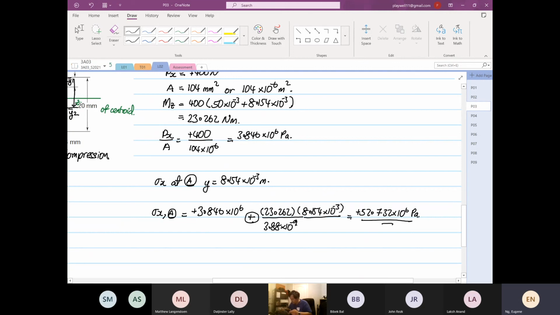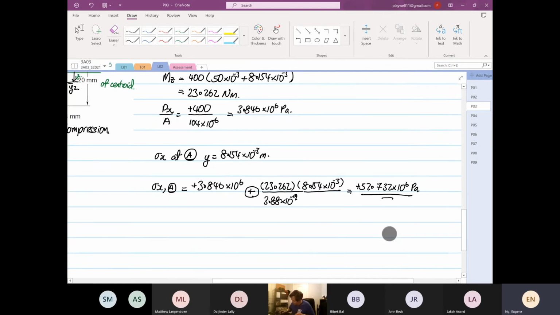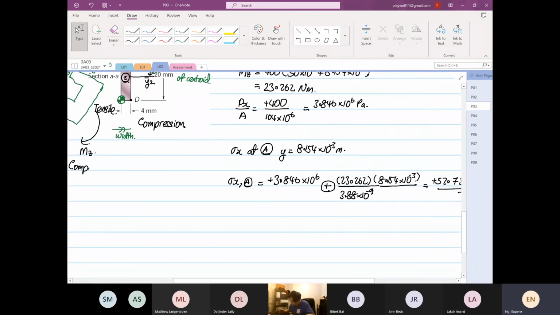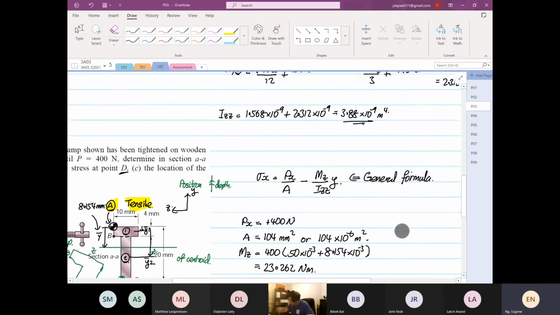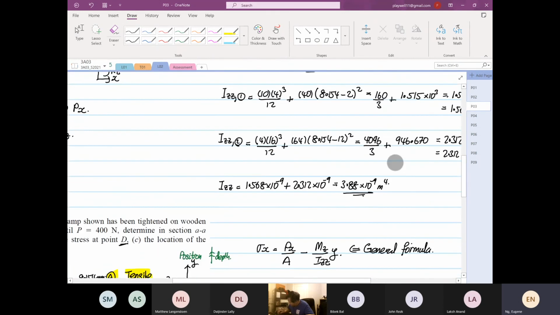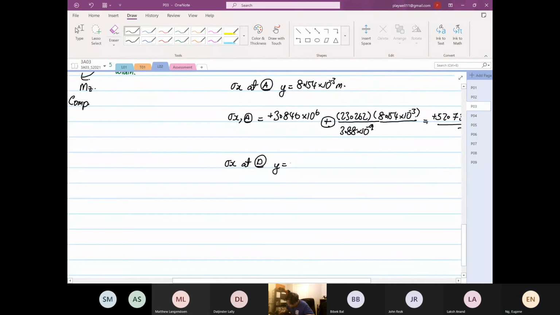I do again 3.846 power 6, or 23.262 times 8.154 power minus 3 divided by 3.88 power minus 9, plus 3.846 power 6, which is equal to 52.732 times 10 to the power 6 Pascal. Okay, so next we want to calculate stress X at point D. We know that y is equal to 11.846 times 10 to the power minus 3 meters.